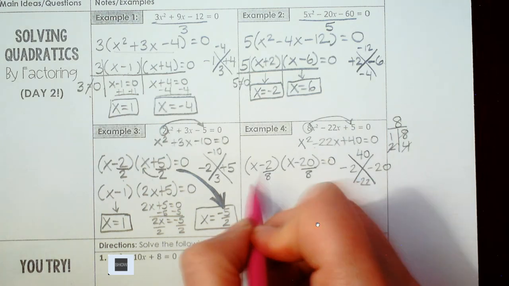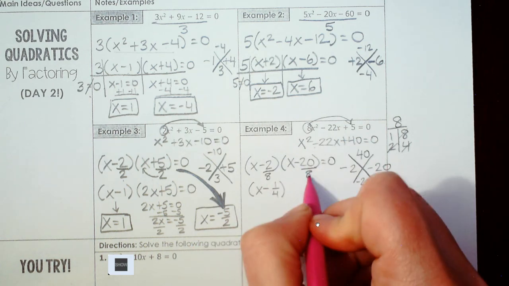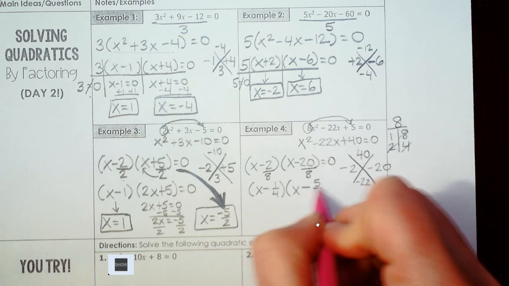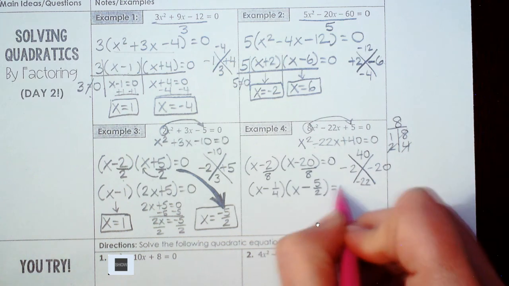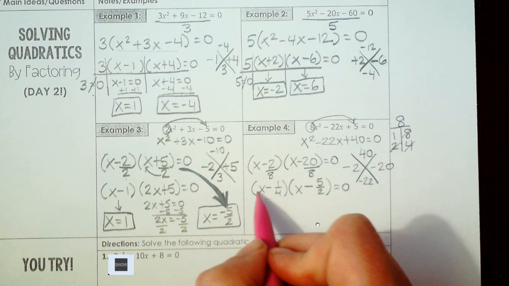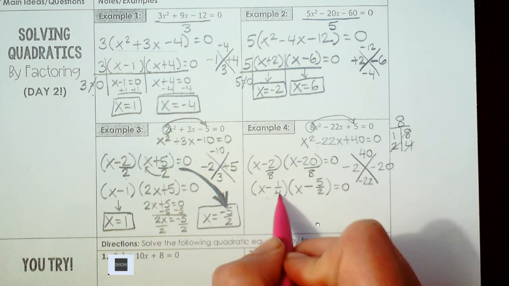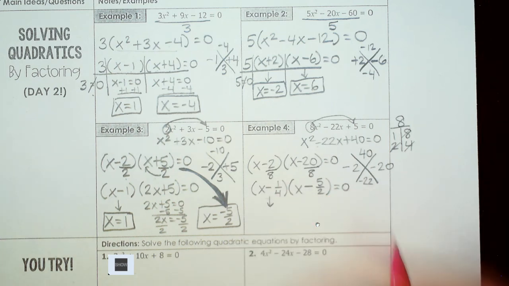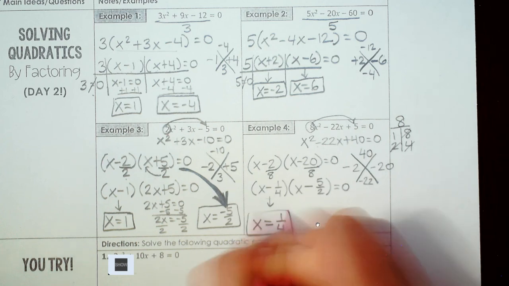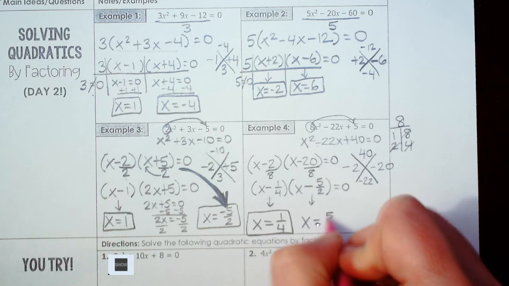2 over 8 simplifies to 1 over 4. And then 20 over 8 simplifies to 5 over 2. Now you can set them equal to 0, do your bottoms up and then set them equal to 0, or we could use this little trick here and just take the opposite of these, right? So this would be x equals positive 1/4, and this one would be x equals positive 5 over 2.